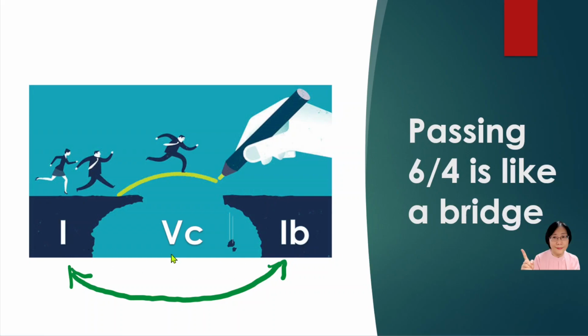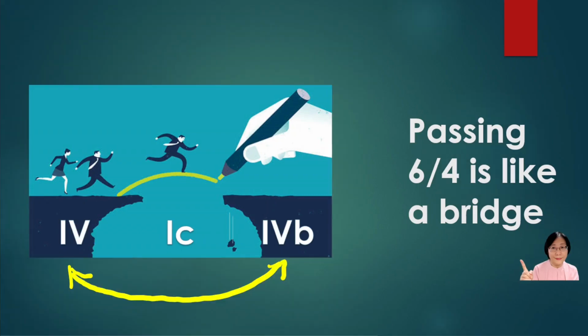When we insert the 5C, it is a Re. So Re is the fifth in the bass. So it matches like a bridge, and it is all by step. Do, Re, Mi. Passing 6/4 is like a bridge, also applied to 1C.